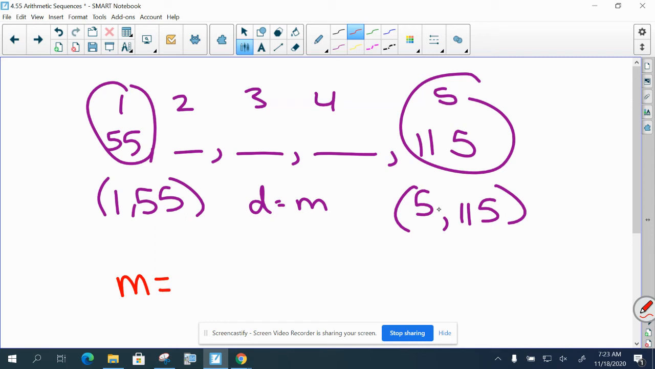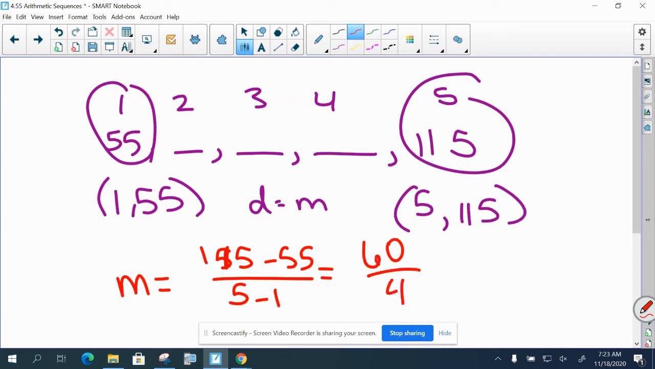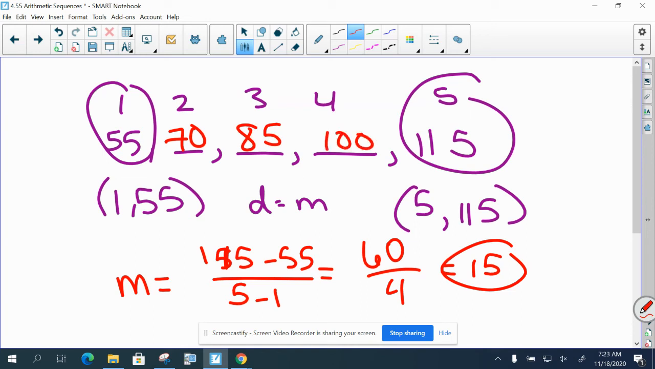So we would have 115 minus 55 over 5 minus 1. So 115 minus 55 is 60. And then divided by 4 would be 15. So 15 is your common difference. So that means you're going to just take 55 and add 15. So that would be 70, 85, and 100. So those are your missing terms.